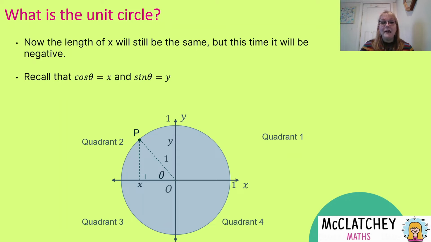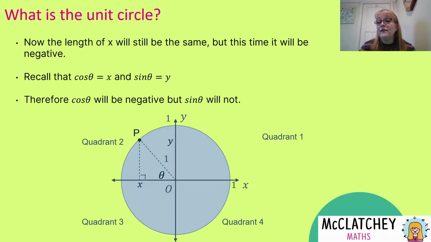Now if we think about x being a negative number, then cos of theta will be negative in that quadrant, but the sine of theta will not be, because y is still a positive number. And it follows as we move around that unit circle, when we move into that third quadrant, for example, we're going to have x and y being negative numbers on the Cartesian plane. When we move into the fourth quadrant, we've got y as negative numbers, but x as positive numbers.